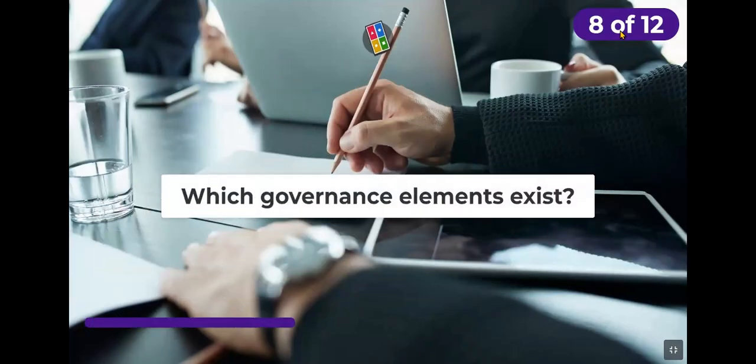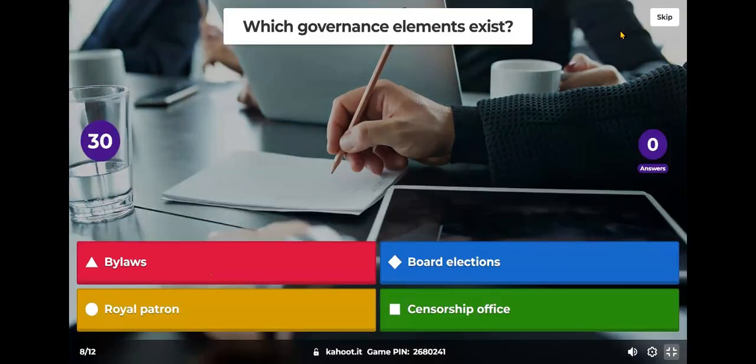This is also a multi-select one. Which governance elements exist? Bylaws, board elections, royal patron, or censorship office? We have a few answers already.